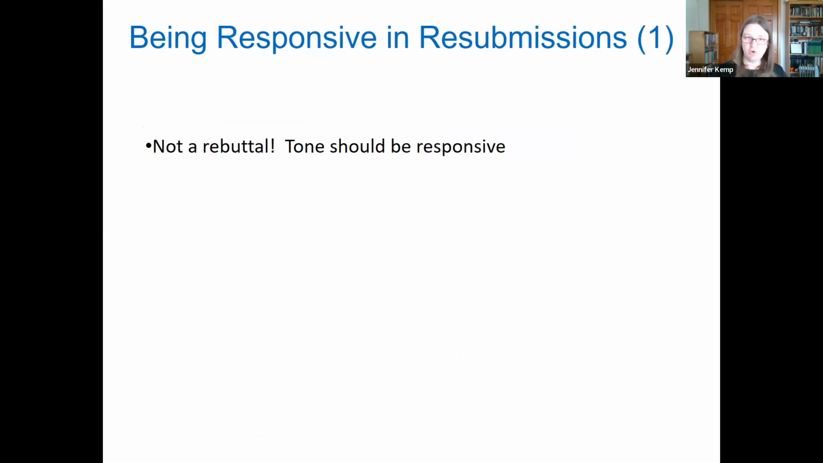Okay, so a few words about being responsive. So again, avoid the temptation to treat this as a rebuttal. You need to adjust your tone and just be really responsive and say, hey, I heard you. I agree. These are great suggestions. You're really helping us improve the grant. Just take that kind of tone in your resubmission. Resist the urge to be defensive, even a little bit, or argumentative.